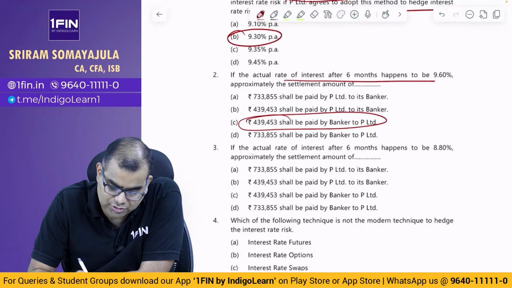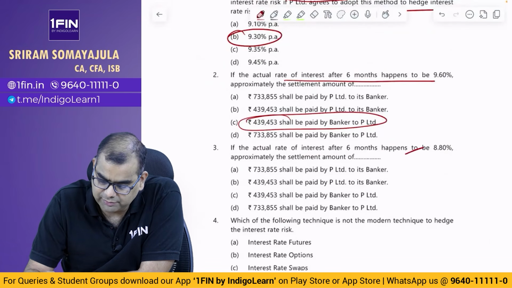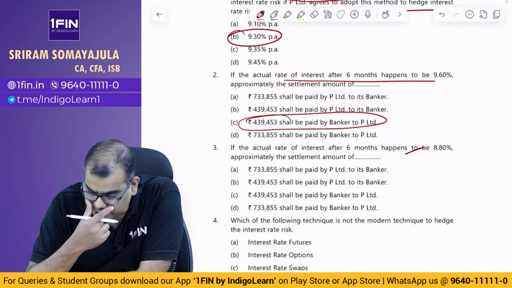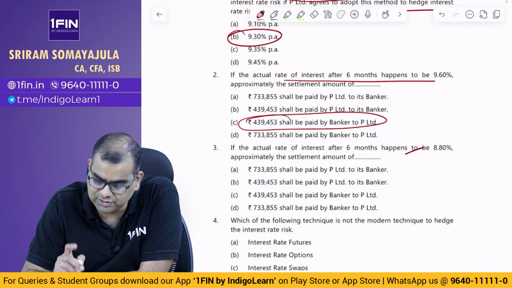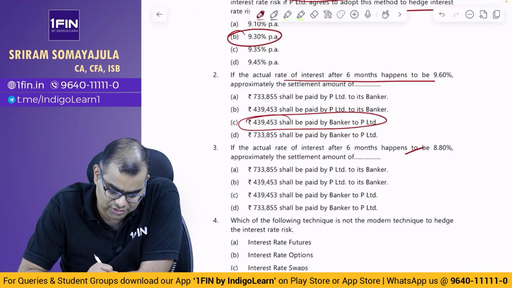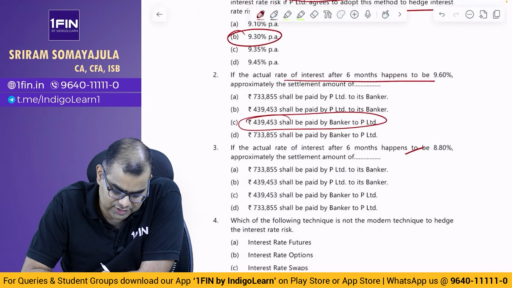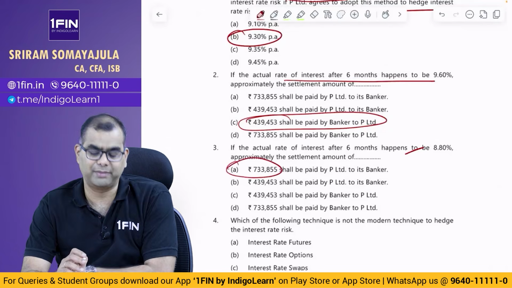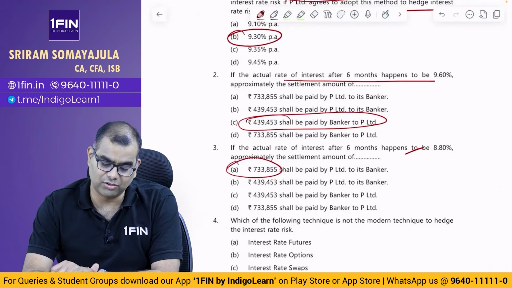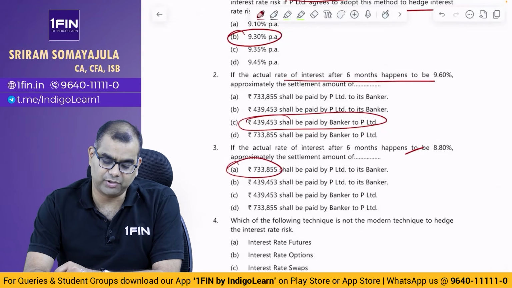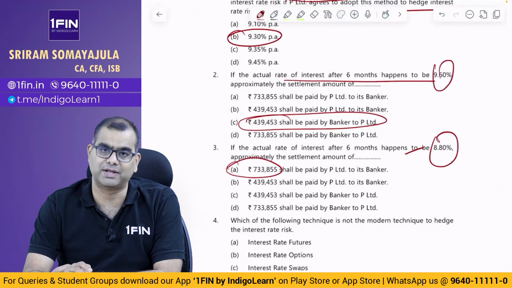If actual interest rate happens to be 8.8, 8.8 minus 9.3 is 0.5%. 0.5% into 60 crores divided by 4 is 7,50,000. This 7,50,000 this fellow has to pay. So here also you need not bother about anything. 7,33,000 has to be paid by P Limited to its banker. Why are these numbers 439, 733? Because you also discount them by this 9.6% and 8.8% for 3 months.